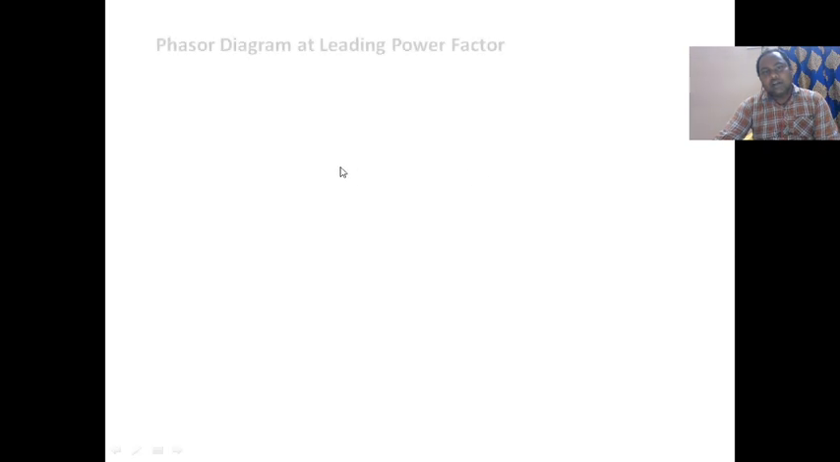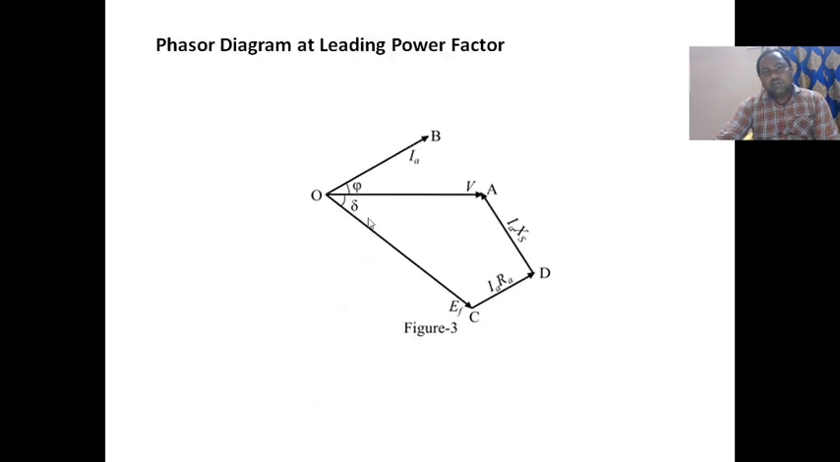Coming to the leading power factor, IA is leading, which means we are using capacitive loads. Here also we have two drops, IA RA and IA XS. IA RA is always parallel to IA, and from the resistive drop the reactive drop is 90 degrees. So here we are finding the EF values at every power factor.